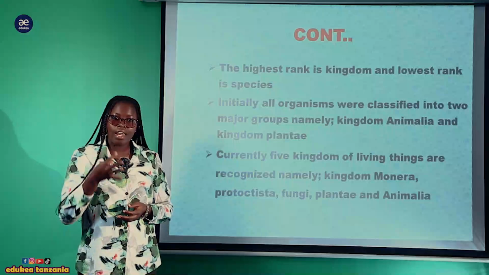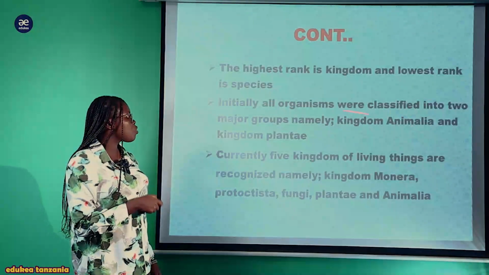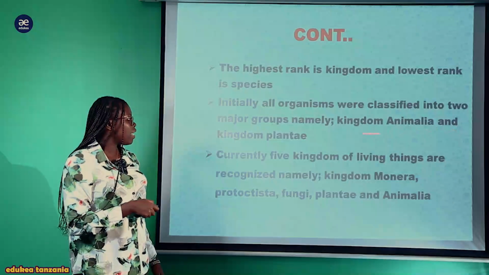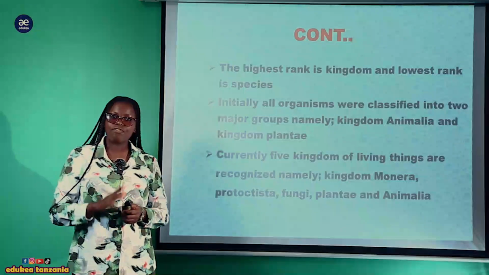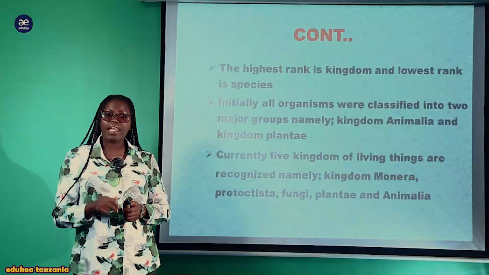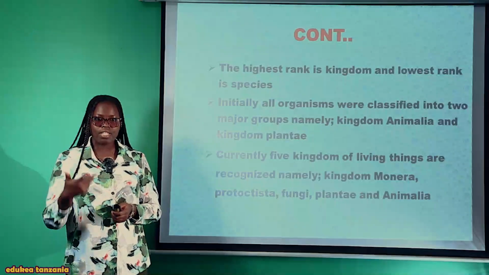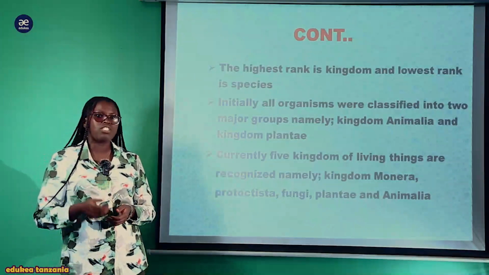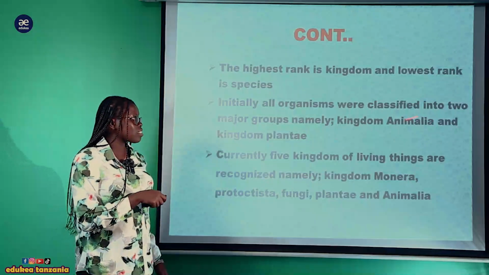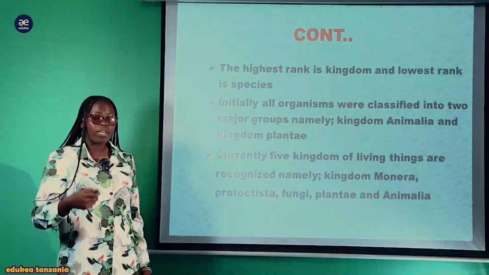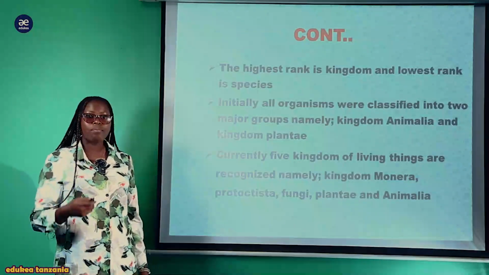Now, initially, all organisms were classified into two major groups, namely Kingdom Animalia as well as Kingdom Plantae. Within the Kingdom Plantae is where we get the plants, and within the Kingdom Animalia is where we get different organisms. But currently, these main kingdoms were broken down, and we get the Kingdom Fungi, Monera, Animalia, Protoctista, as well as Plantae.